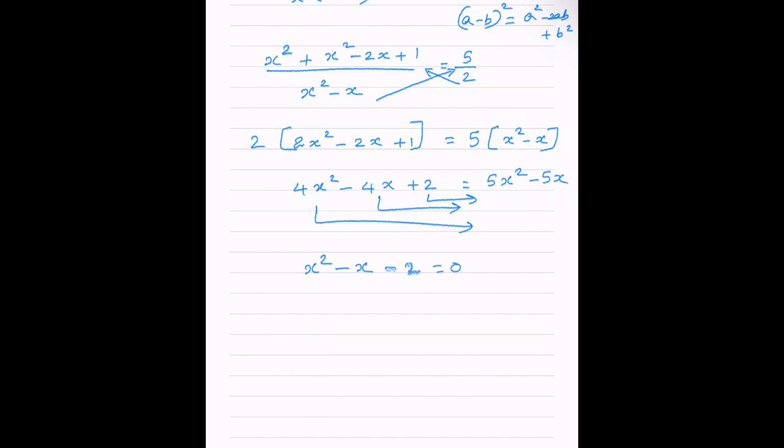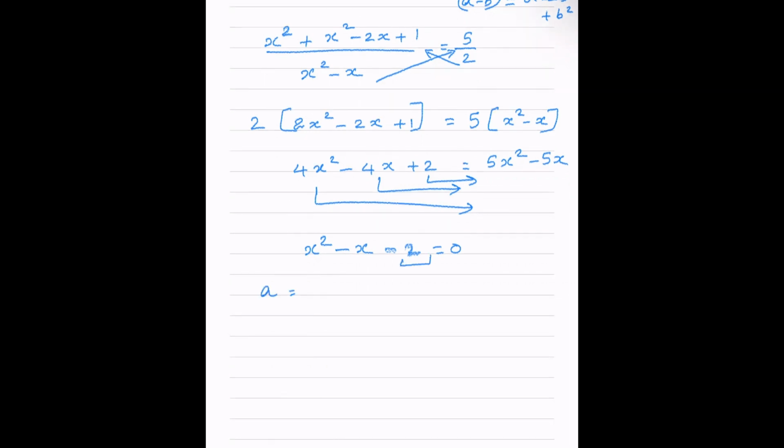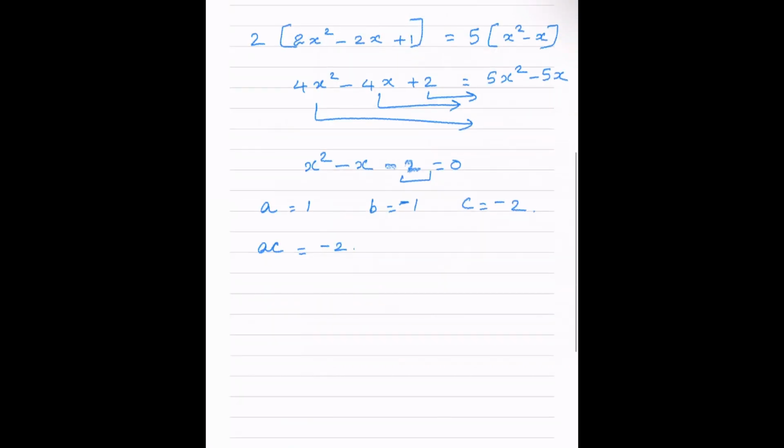Now, this is a very simple quadratic equation. You can easily split the middle term. A is the coefficient of x square, which is 1. B is the coefficient of x, that is minus 1. And C is the constant term here. Now, how do you factorize it? AC is negative 2. Find the factor pairs of AC.